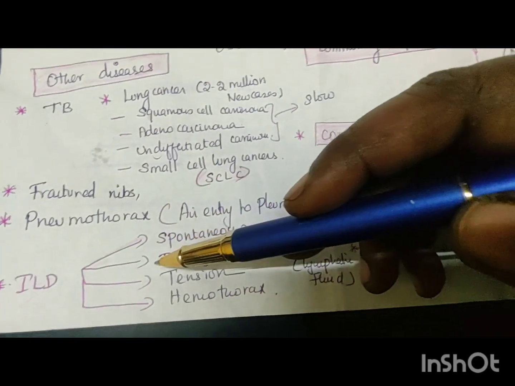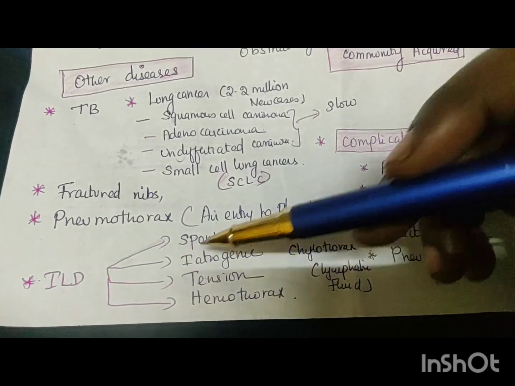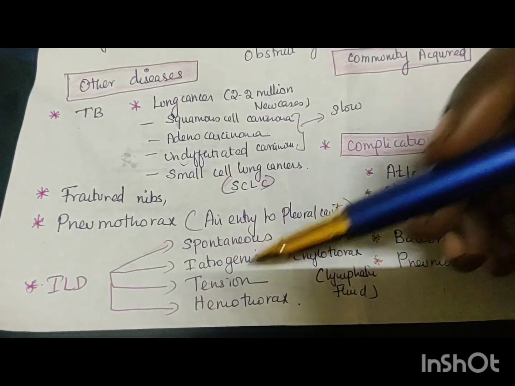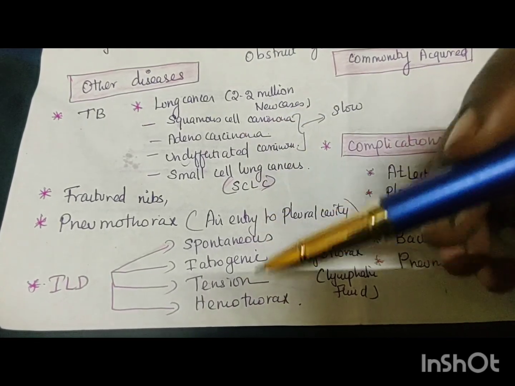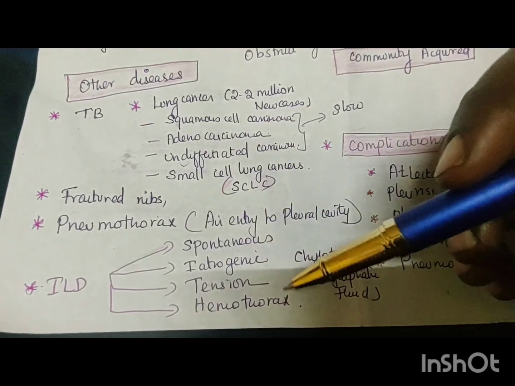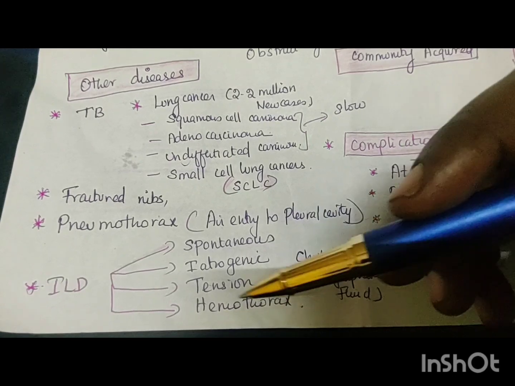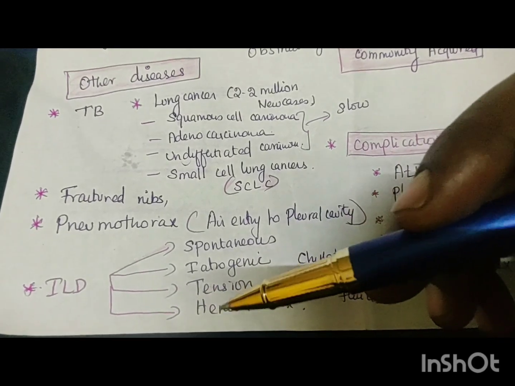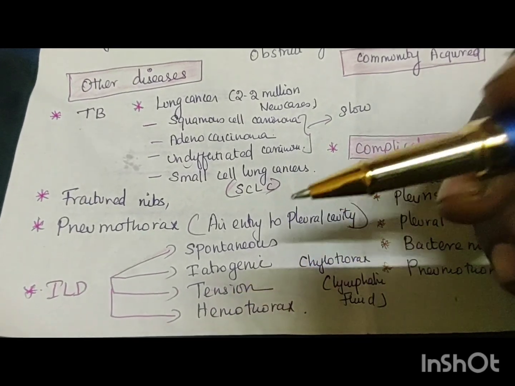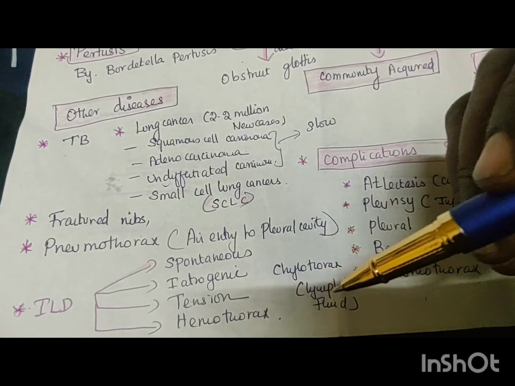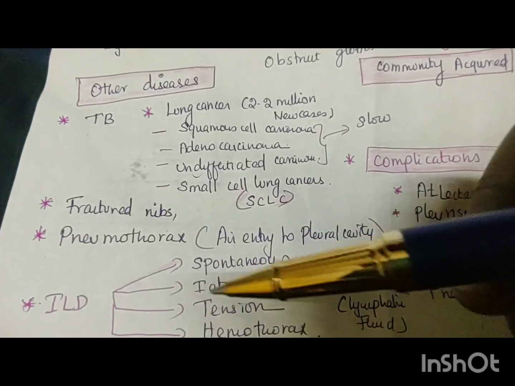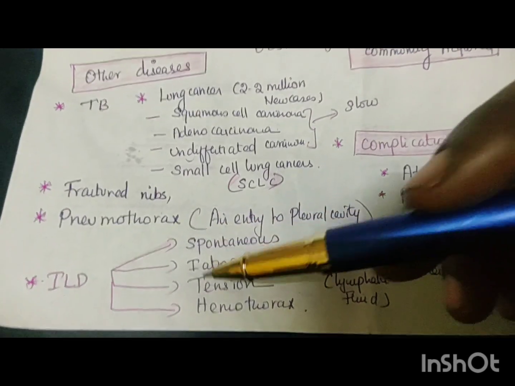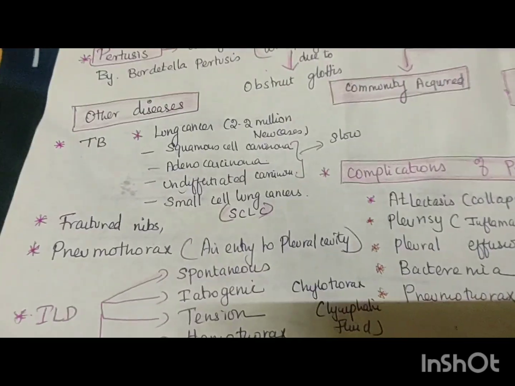Another important one we currently see is interstitial lung disease. We do not know the cause, maybe it is idiopathic, coming spontaneously. Maybe iatrogenic, maybe tension or hemothorax. Sometimes interstitial lung disease is said to be due to dust, which also causes lung diseases. So this interstitial lung disease alone will come as a 5-mark question. You have to learn it.